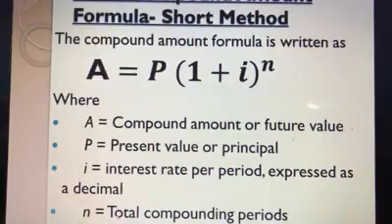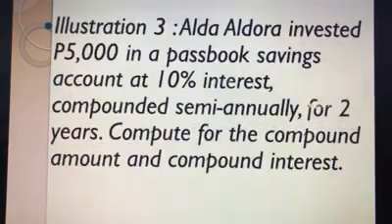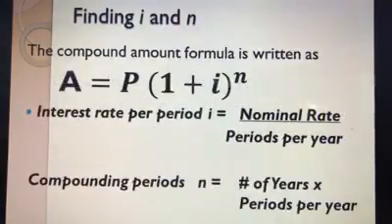And then we have N, the total number of compounding periods, which means the number of times the interest will be computed or compounded for the entire term. On our previous illustration again, 2 years, twice in a year, so that means the total compounding periods will be all in all 4. The compound amount formula will make use of the value of I and the value of N.